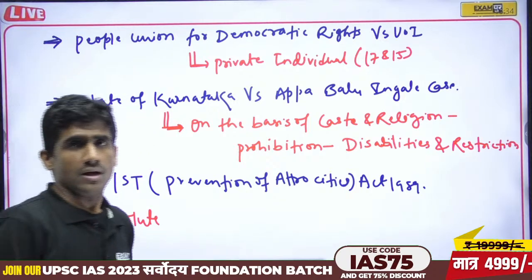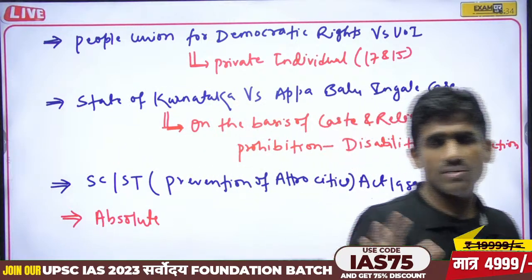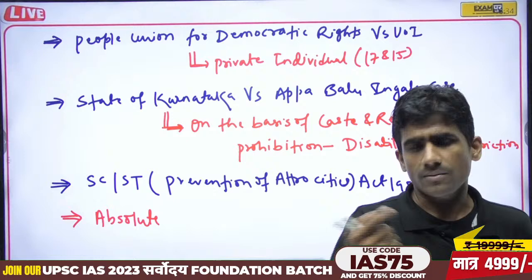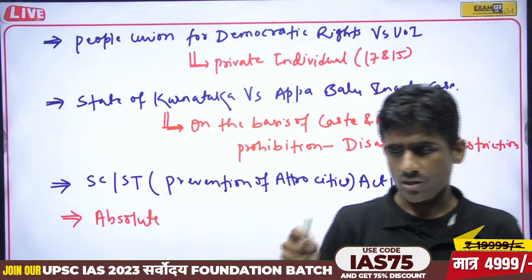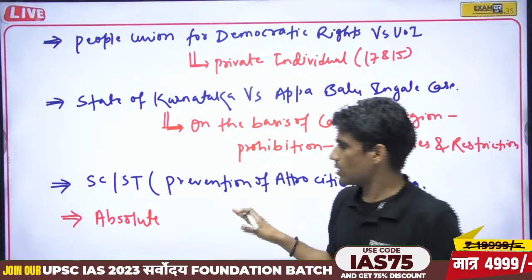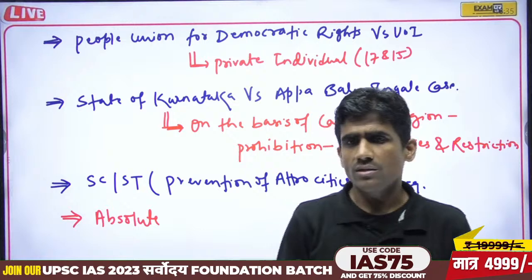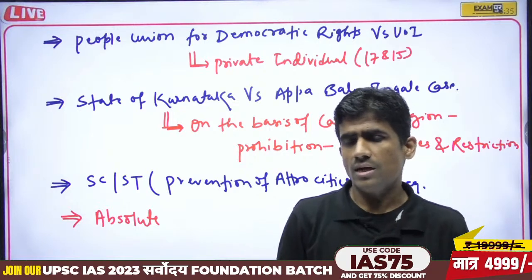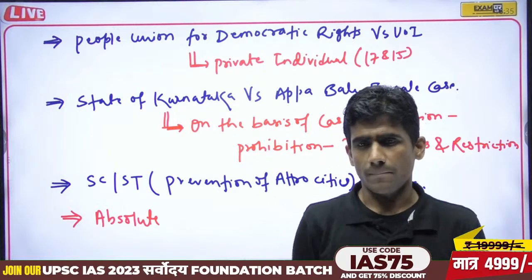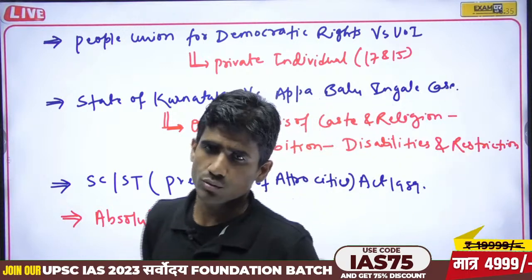Article 15 has clause 3, clause 4, clause 5, clause 6; these are reasonable restrictions. Article 16 also has clauses 3, 4, 5 and 6. But this Article 17 does not have any reasonable restriction. It means this article is applicable to all, whether it is the state or any private individual.